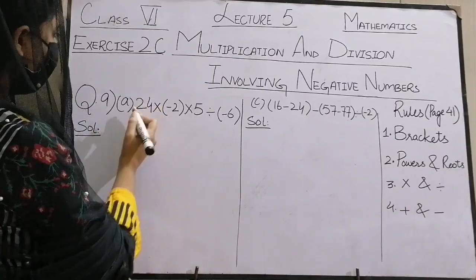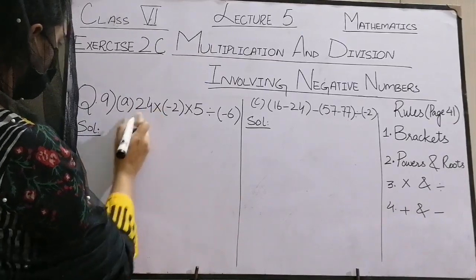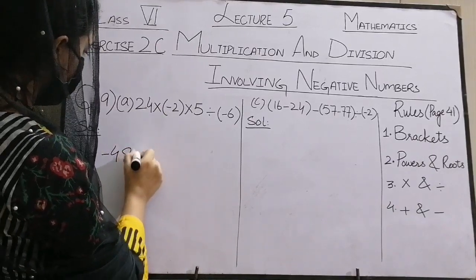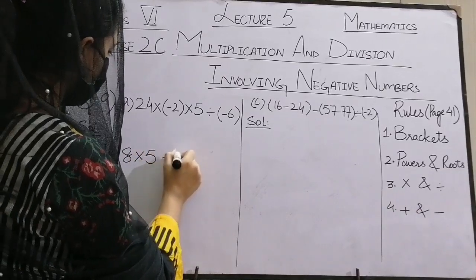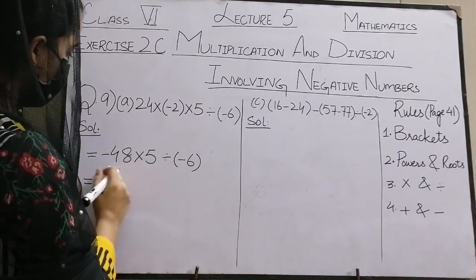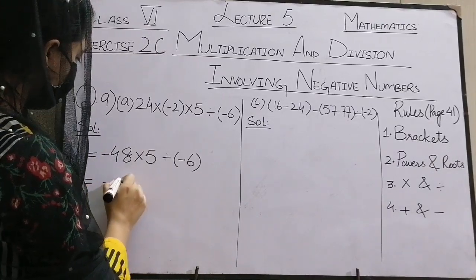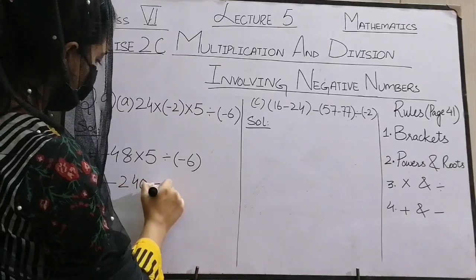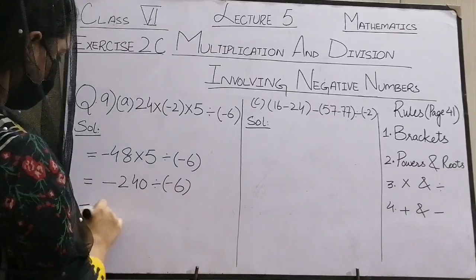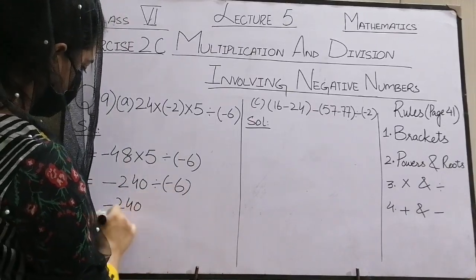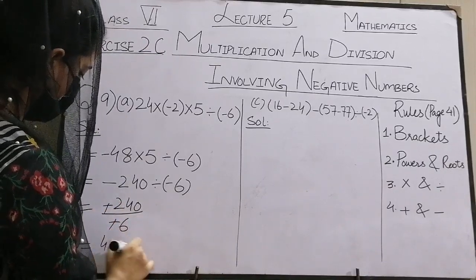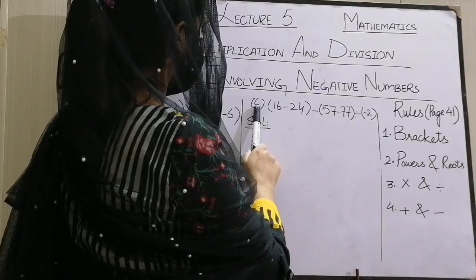We have to go from left to right. 24 into minus 2 is minus 48. Multiplied by 5 divided by minus 6. Going left to right, minus 48 multiplied by 5 is minus 240 divided by minus 6. So 40 is our answer. Next part is part C.